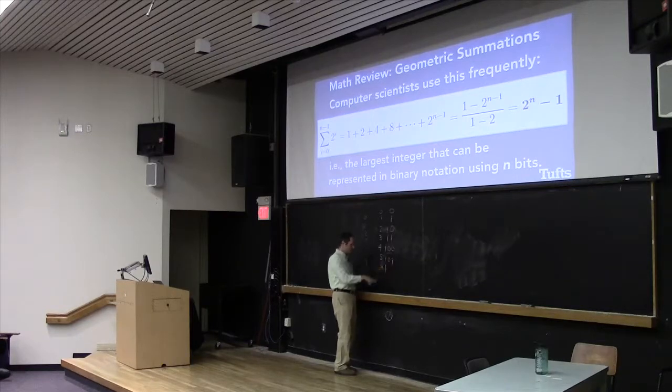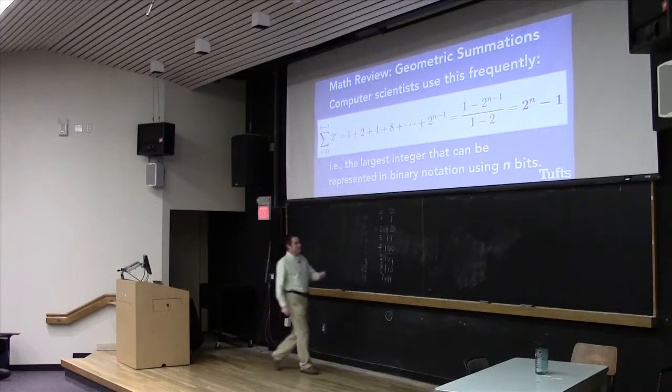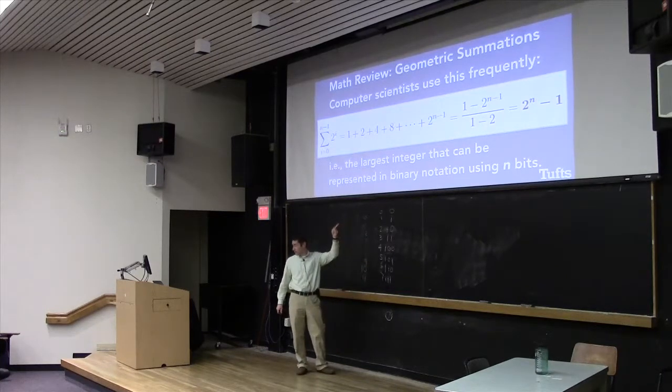Same thing here. 6 is 1, 1, 0, and 7 is 1, 1, 1. Given 3 bits of information, we can go all the way from 0 up to 7, which happens to be 2 to the 3, which is 8, minus 1, which is what we're talking about up here. Any questions on counting up? You can practice this, and it sometimes gets a little confusing.